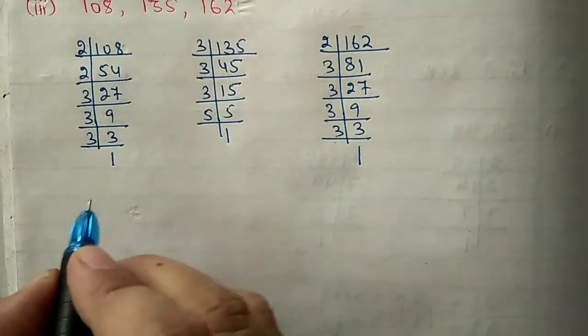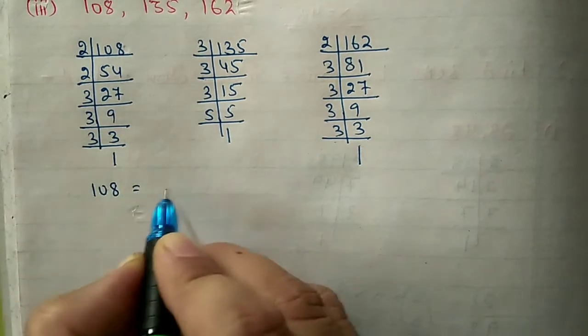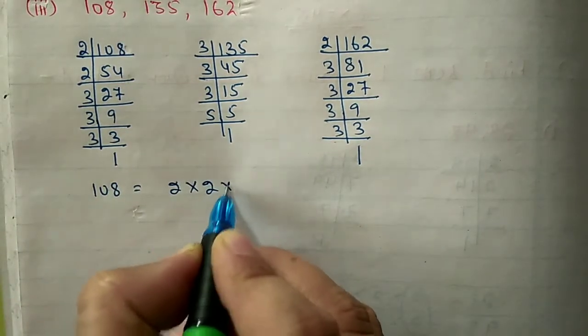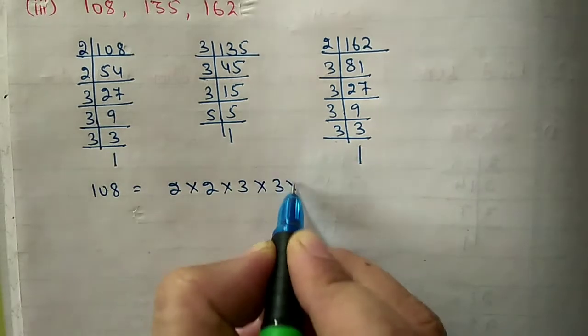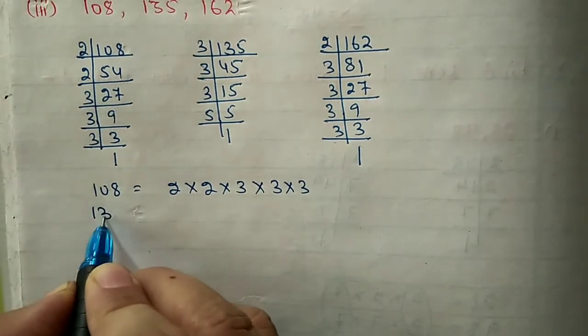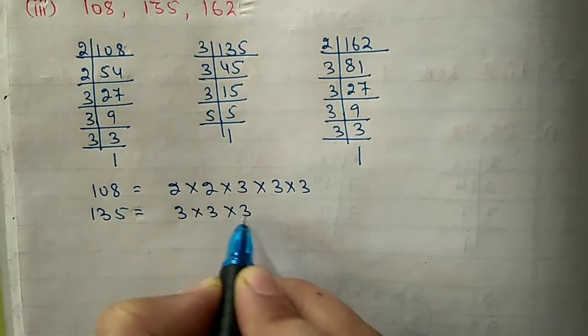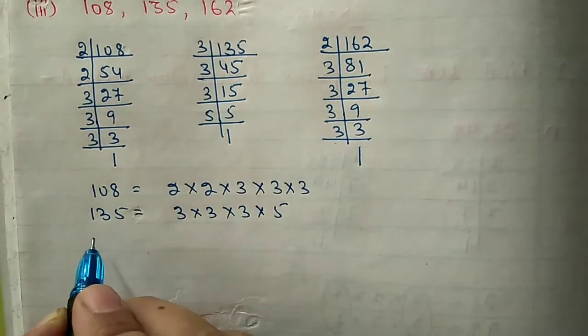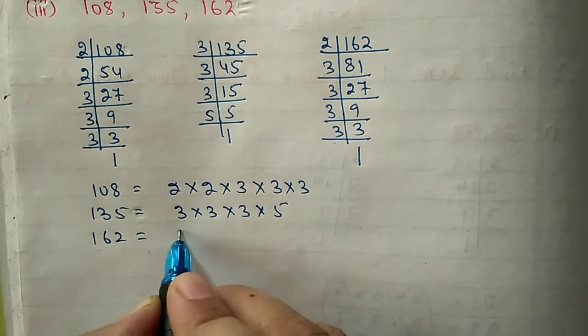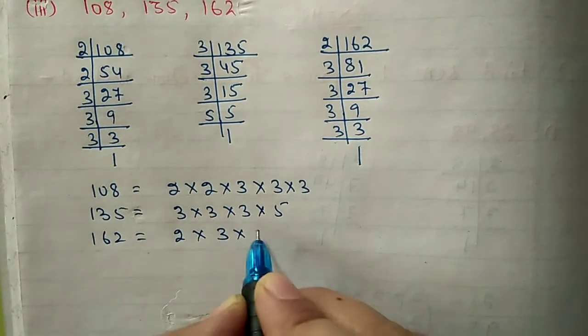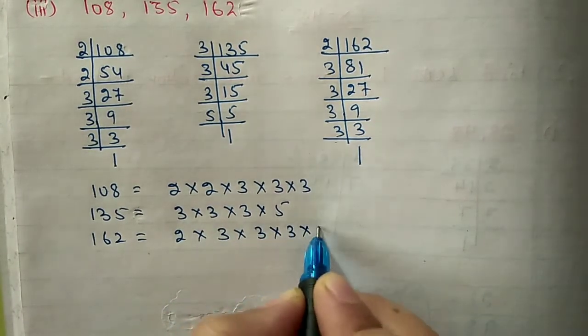Then write all the factors together. 108's factors are 2 into 2 into 3 into 3 into 3, and 135's factors are 3 into 3 into 3 into 5. 162's factors are 2 into 3 into 3 into 3 into 3.